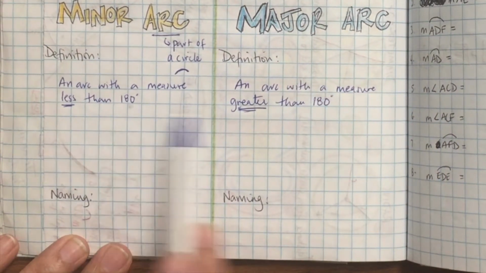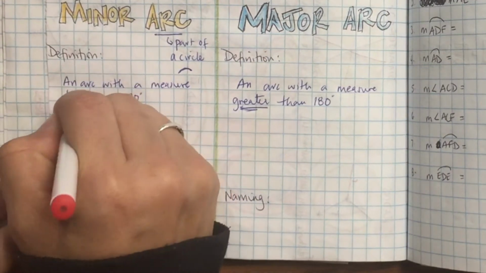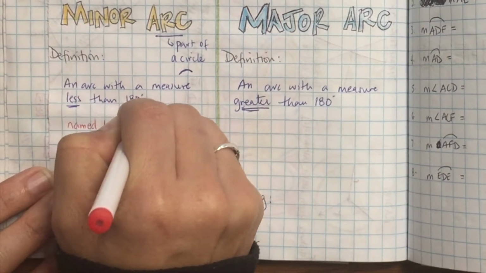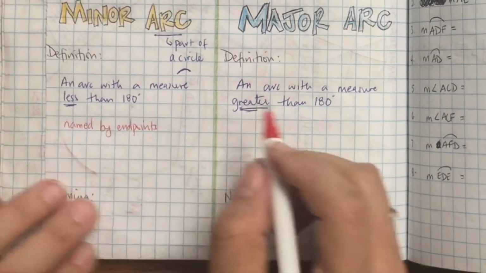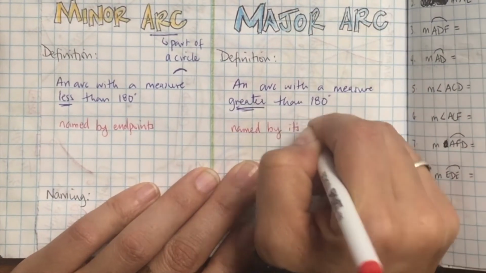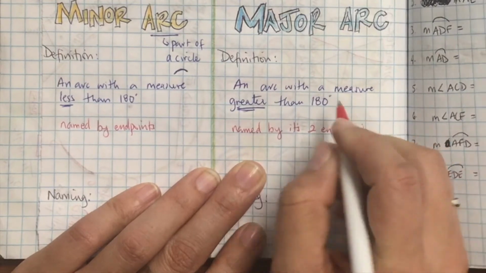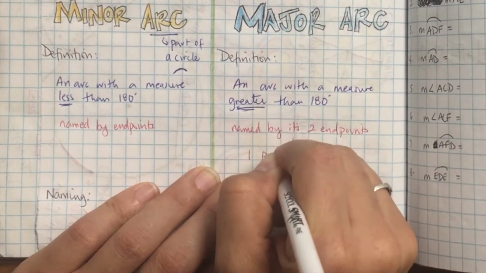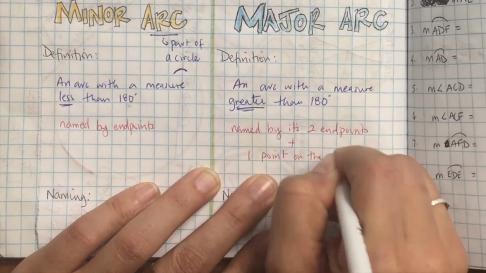Now let's take a look at how you name them. A minor arc is named by its endpoints, so it'll be 2 letters. A major arc is named by the 2 endpoints plus 1 point on the arc, so this one's going to be 3 letters. So minor will be 2 letters, major will be 3 letters.